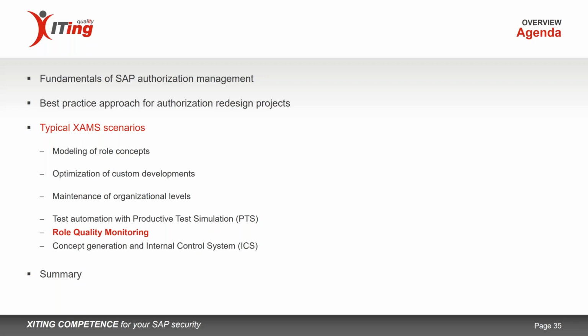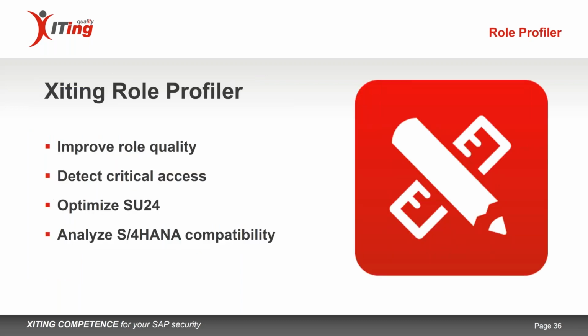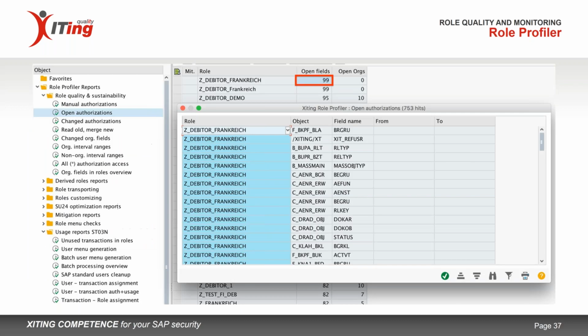Everything's cruising along. We need to make sure our roles stay compliant. All right, so we're going to improve our role quality. We'll detect critical access. Again, we're going to optimize your SU24, and we can help with S4 HANA compatibility. Really, what the role profilers is just a set of about 95 reports that you can run on a regular basis to go and monitor your system.